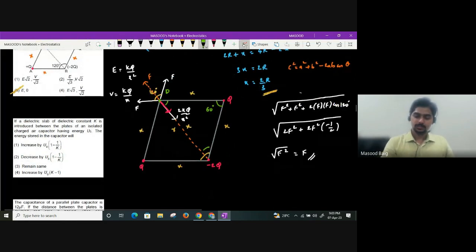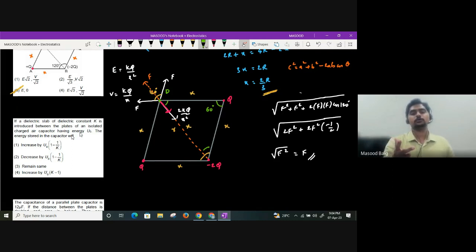Now, what they are saying, if a dielectric slab of dielectric constant K is introduced between the plates of an isolated charged capacitor. Again, capacitor is isolated. What is being done? Dielectric slab is being introduced. So what will happen to energy, guys? Achha, what will happen to capacitance? Capacitance will become K times, charge constant. So what will happen to potential? Will also become K times potential difference.